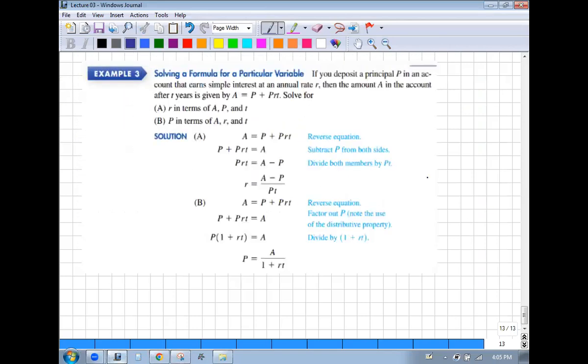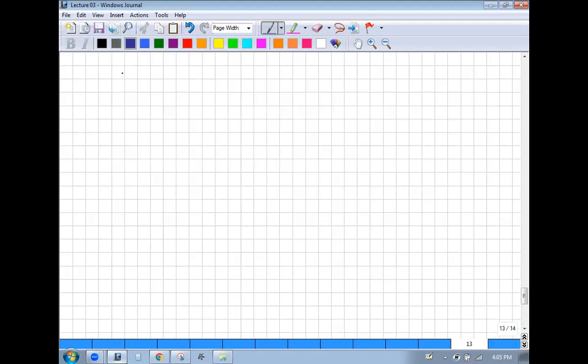Here's an equation. There's not even any numbers. We don't need numbers. You could just use a letter and say it's whatever number you want. So this is solving a formula for a particular variable. They give us A equals P plus RT. Really, what this is coming from is interest. Simple interest.